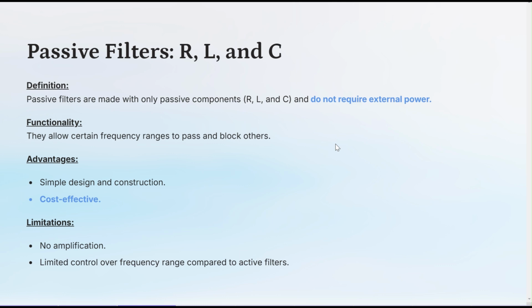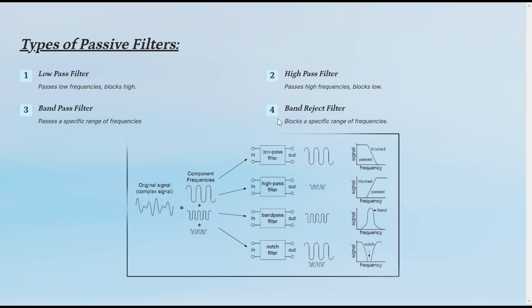Now we talk about passive filters. Passive filters are constructed solely using resistors, inductors and capacitors. They perform filtering functions without the need for an external power source. They have many advantages like simple design and cost effectiveness. And there are limitations, like no signal amplification and limited frequency control compared to active filters. Now let's dive deeper into passive filters.